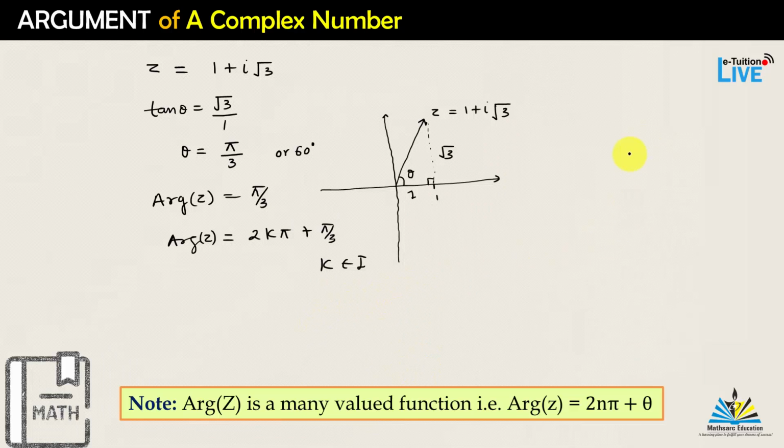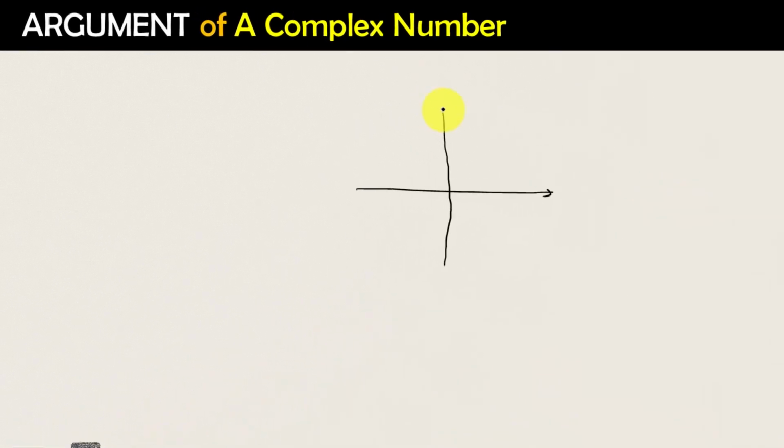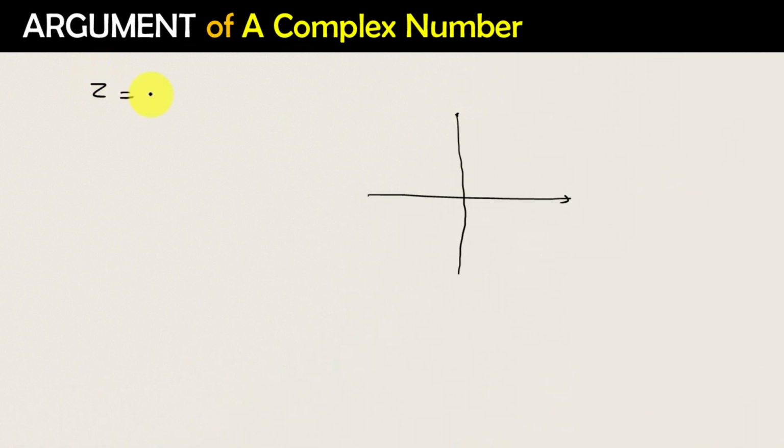Let's have another example. This time we have z equal to, let's say, minus root 3 plus iota. So what you will see here is, let's say, minus root 3 and this is 1. So this point is representing z. And you can observe this z vector is making this angle with the positive real axis.